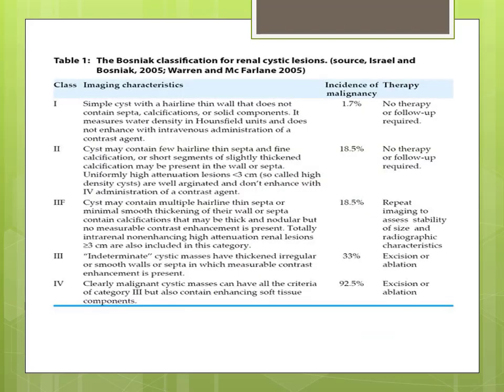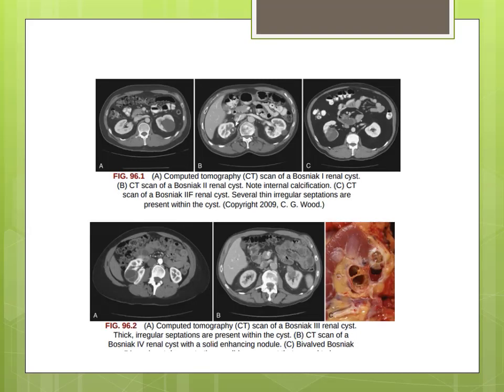Class 4 cysts are clearly malignant cystic masses that have all the criteria of the above 3 classes and also an enhancing soft tissue component. The risk of malignancy is 92.5% and excision or ablation is required. So these are the clearly malignant cystic masses. This is the class 4 cyst having an enhancing solid component. And this is the gross examination of a bivalved class 4 renal cyst, which is malignant.